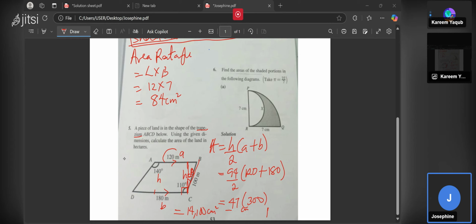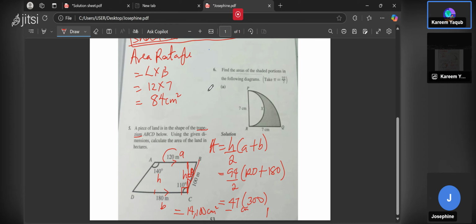Is it clear now? Yes. Okay. So that is that on this one for question number 5. Then for question 6, find the areas of the shaded portion in the following diagram.